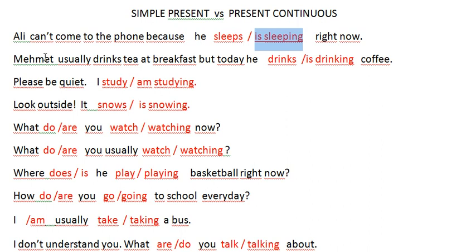In the second example, Mehmet usually drinks tea at breakfast. So here usually, this is his habit. Usually, sometimes, always, those are frequency words. So when we use those words, we're talking about how often we're doing an activity.